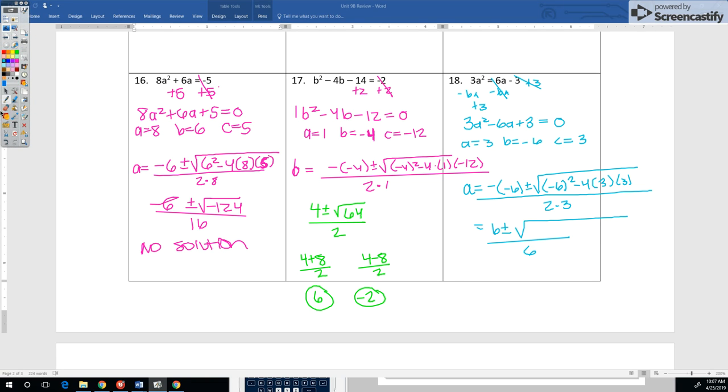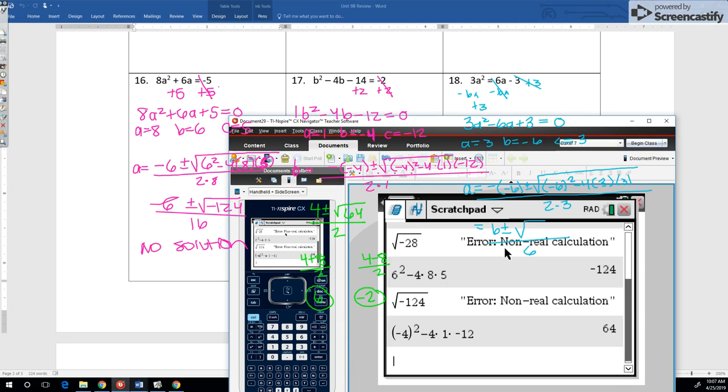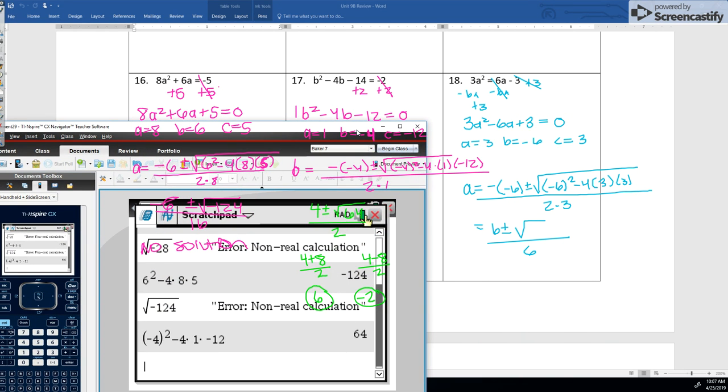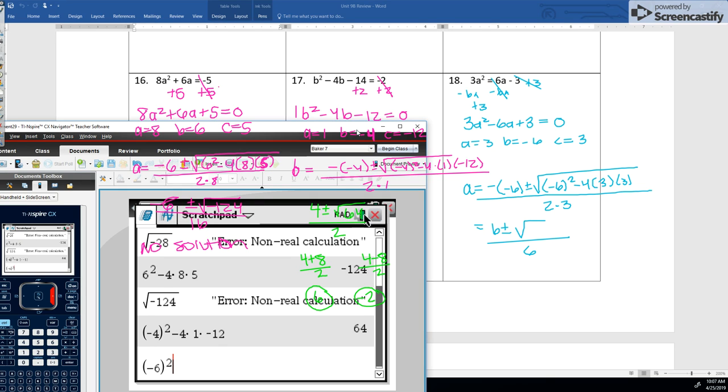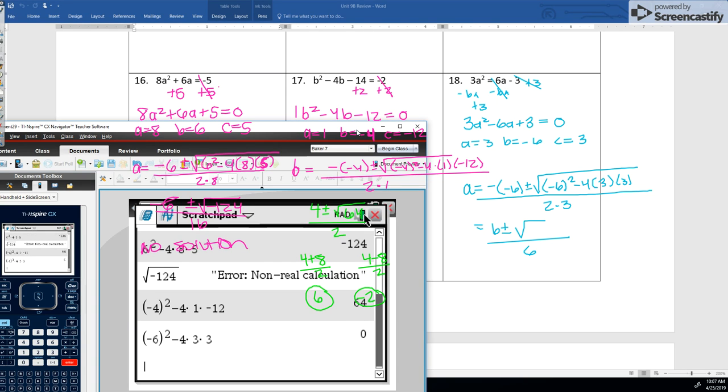I don't know why I made that square root so long because I'm going to use my calculator. So I am calculating negative 6 squared minus 4 times 3 times 3. I got 0.